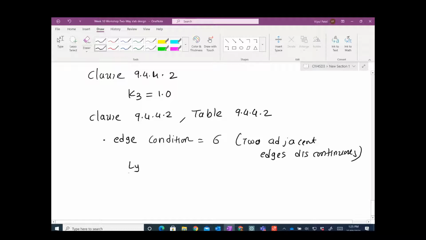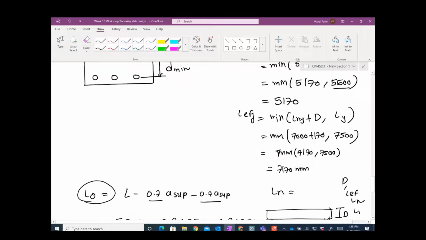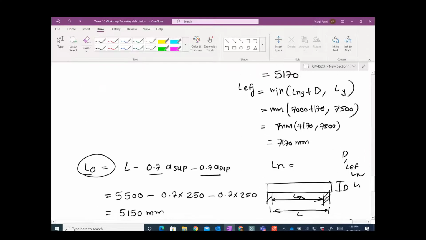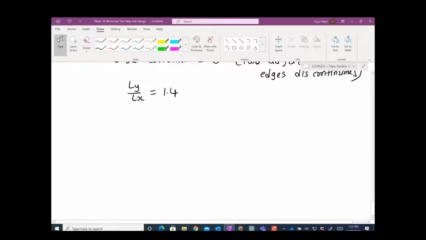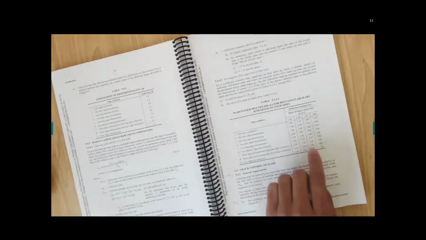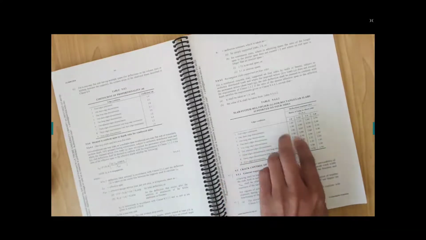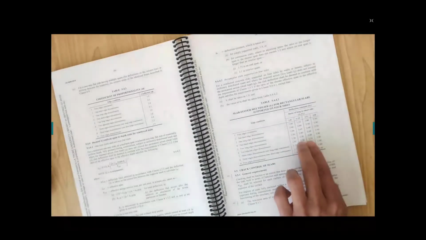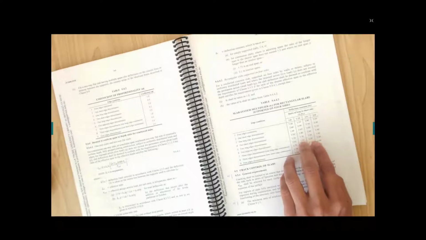Now Ly on Lx, I think we have calculated this: Ly on Lx is 1.4. If you remember, we did these calculations, Ly on Lx is 1.4. Here you go, you have 1.4. So for that case we have everything. Meaning we're going to use this number 6, and we have 1.4, so we will be in here. We need to do the interpolation between these two numbers, 2.5 and 2.25, and the interpolation can be done here.